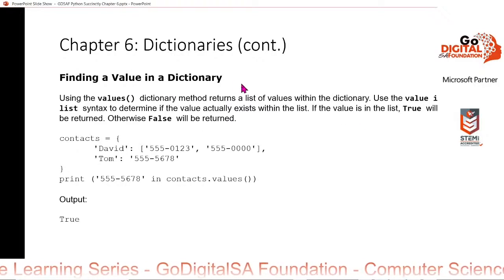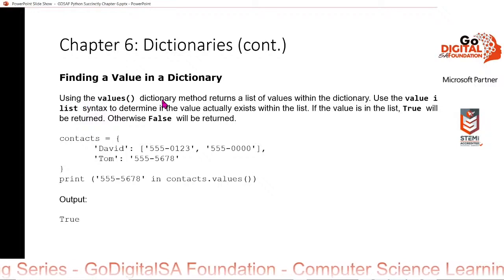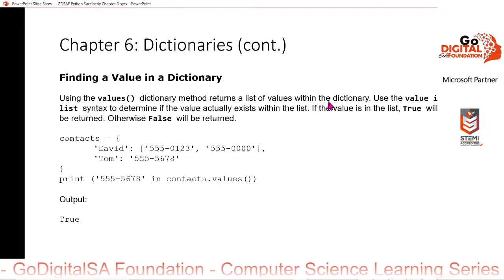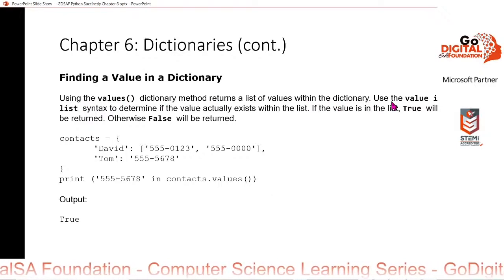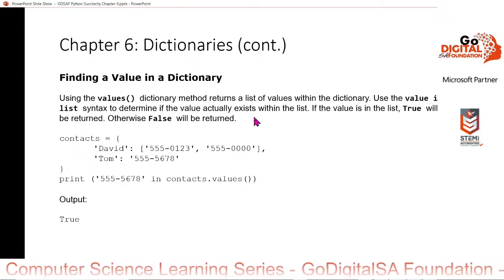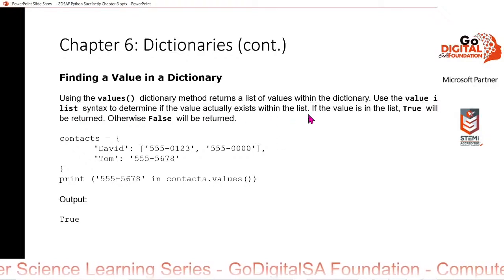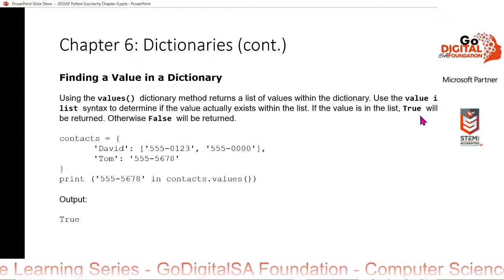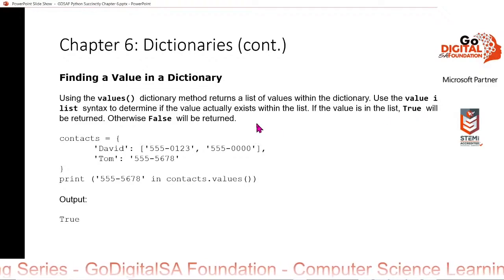Finding a value in a dictionary. Using the values dictionary method returns a list of values within the dictionary. Use the value in list syntax to determine if the value actually exists within the list. If the value is in the list, true will be returned, otherwise false will be returned.